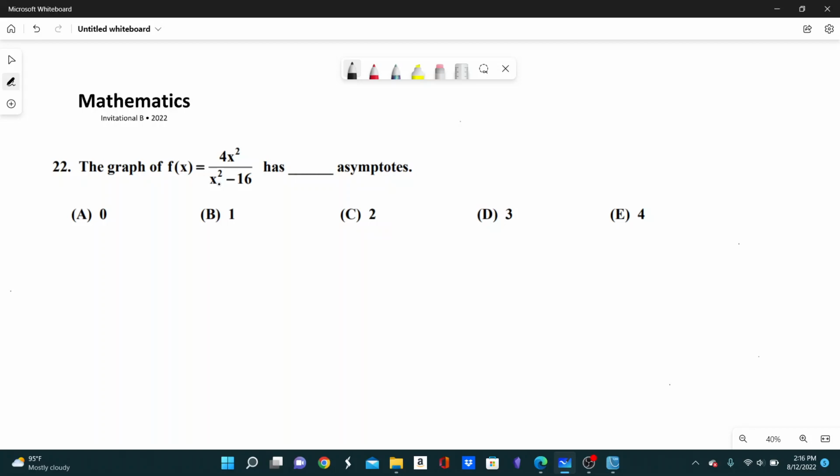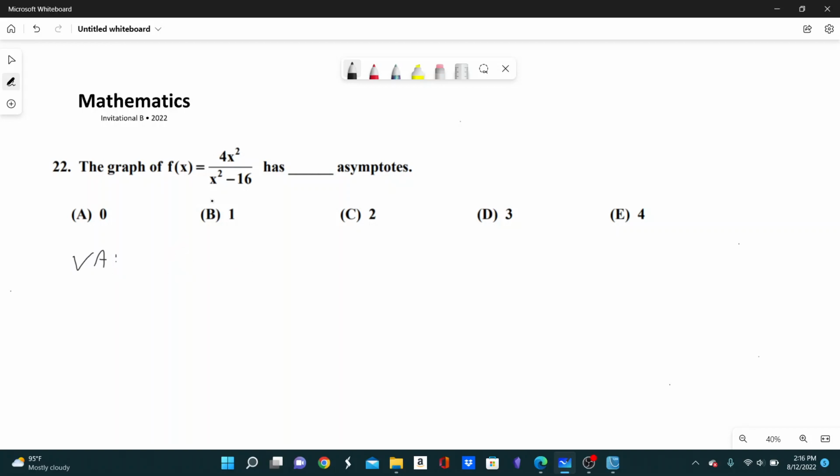And then you have slant asymptotes that you get whenever the degree of the top expression is one more than the degree of the denominator. So looking at this, we already know that we have no slant asymptotes because we have an x squared on top and an x squared on bottom. So let's start out by looking for vertical asymptotes.